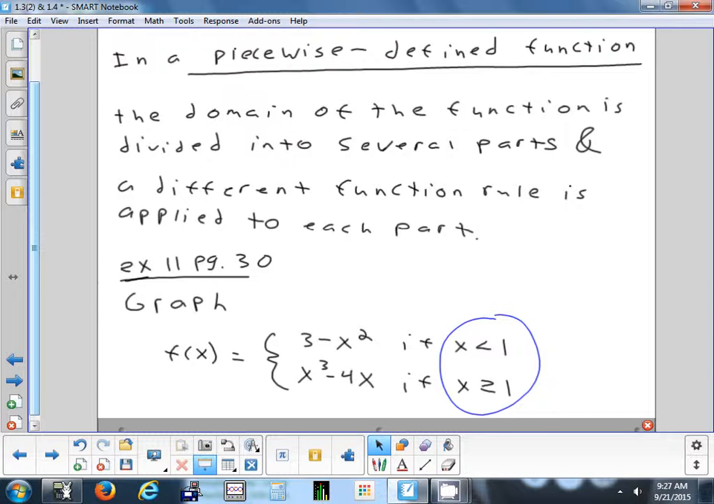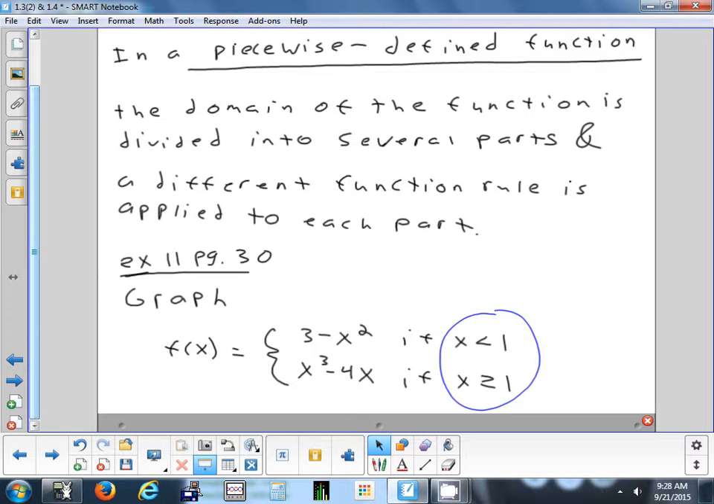Okay, does everybody have what a piecewise function is? The kind of piecewise functions I'm going to give you, I'm only going to split them into 2 parts. But I could split it into 3 parts. I could say you have 3 of them. But let's try typing that in.